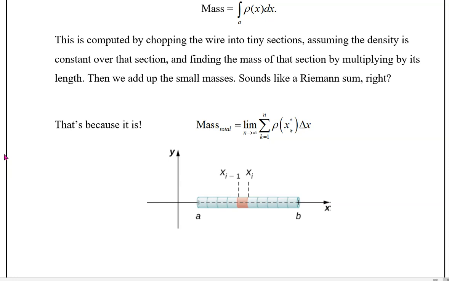Sounds like a Riemann sum, because it is a Riemann sum. Again, we're taking the density of each small section and evaluating the mass at a particular point by multiplying the density at that point by the length of that small cut. Then we add up all the small cuts and take the limit as the number of cuts goes to infinity and the lengths of the cuts go to 0.